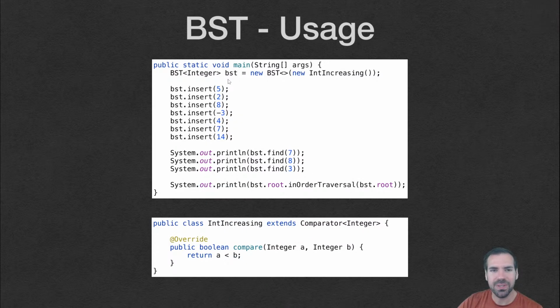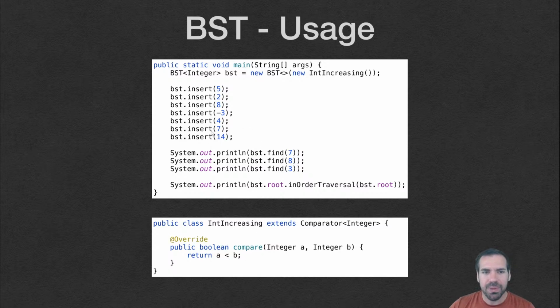And here's some sample usage. We're going to create a new BST with some comparator. I'm going to use my int increasing comparator, which is the less than operator, so it's going to sort in increasing order. Last time we used the greater than operator and sorted ints in decreasing order. Now we're going to do the default increasing order, so we can just talk about BSTs without getting bogged down with a complex comparator.